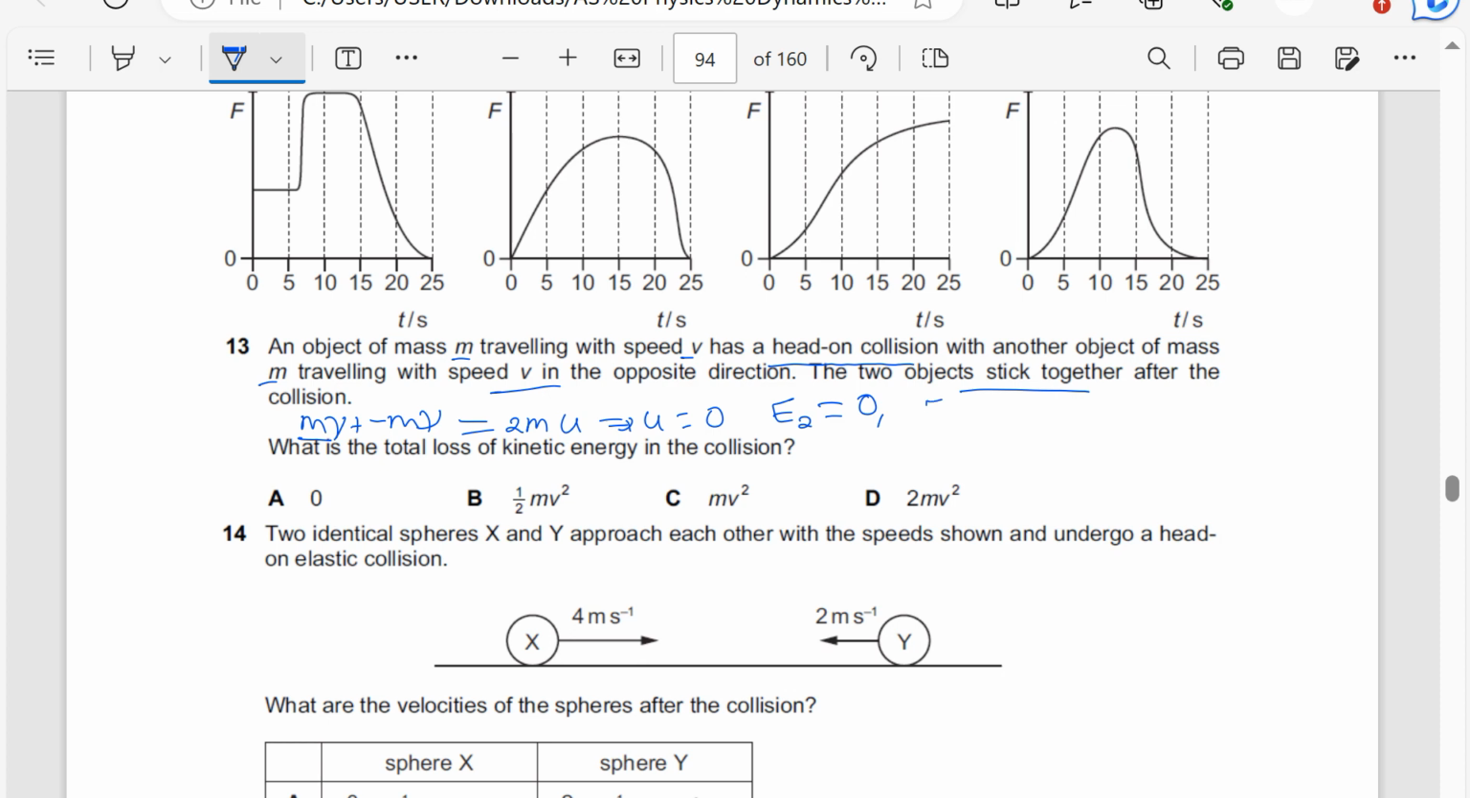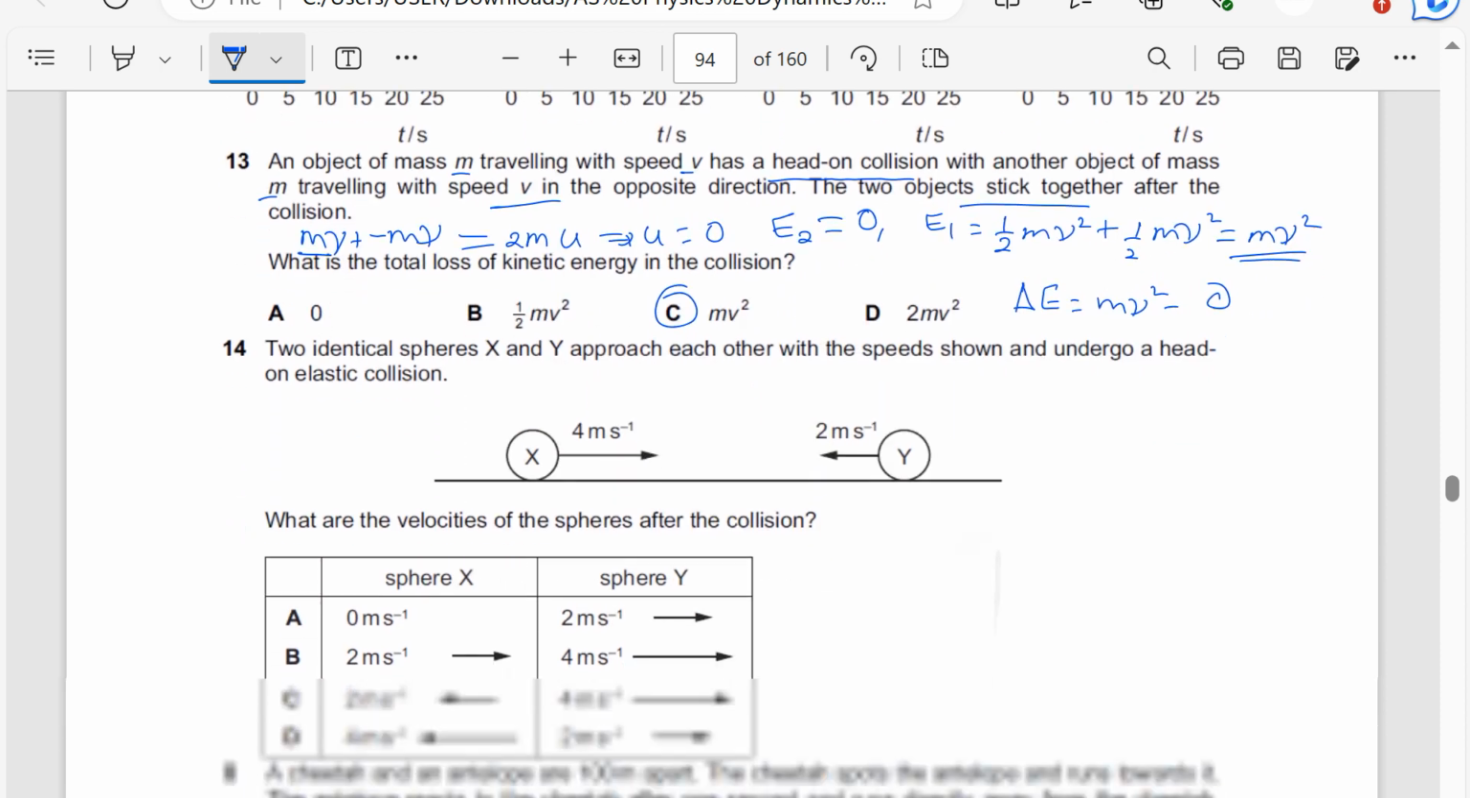But then, kinetic energy before collision is going to be a half m v squared for the first mass plus a half m v squared for the second mass, which is going to be just m v squared. So this is total energy before collision. So the loss in energy is going to be mv squared minus 0, which is simply mv squared. So the answer is C.